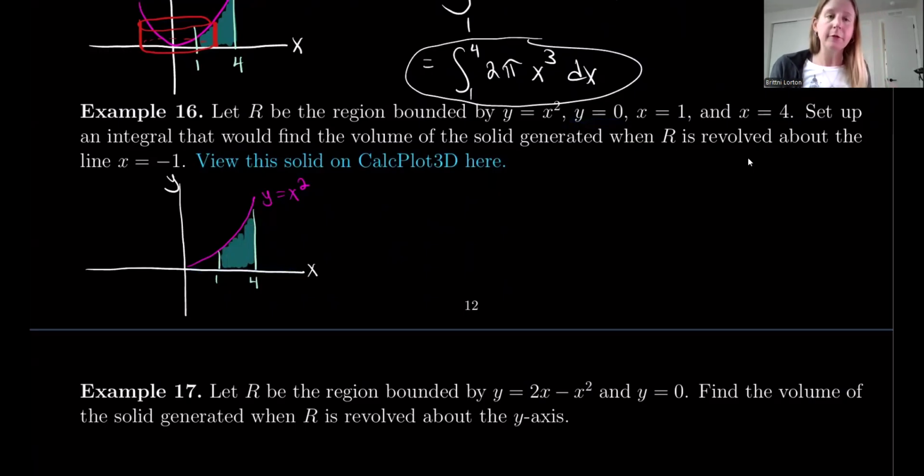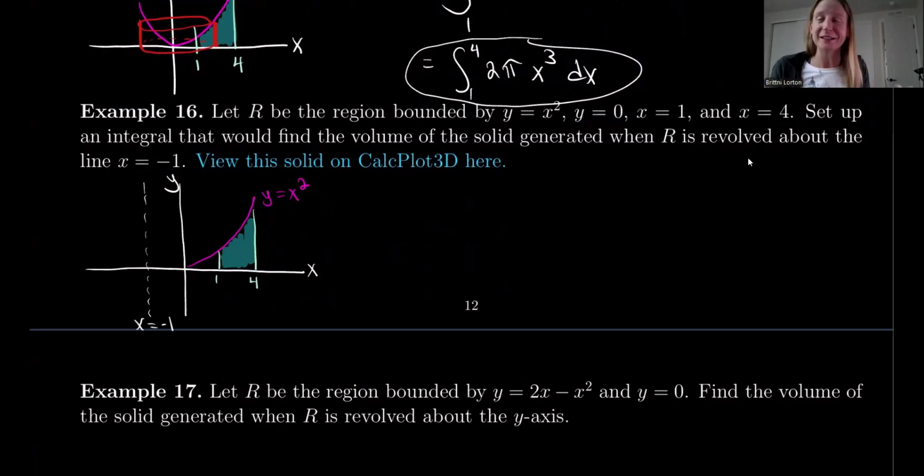I'm going to pick this up and revolve it, not about the y-axis anymore, but now about the line x equals -1. So I have shifted over. I'm going to draw that in a dotted line, and now my center has shifted. Just like in the disc and washer method, anytime your center has shifted, it's the radii that change.